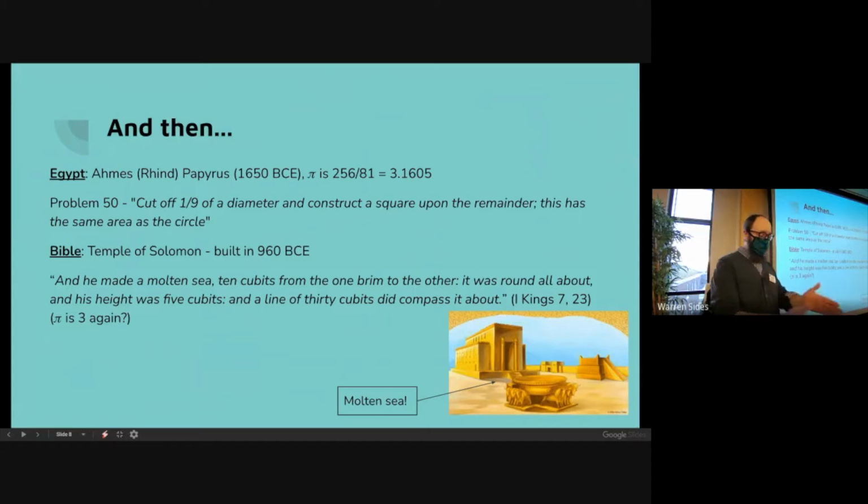And this is the specific problem number 50. It says, cut off 1/9 of a diameter and construct a square upon the remainder. This has the same area as the circle.